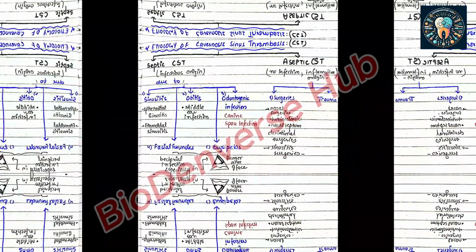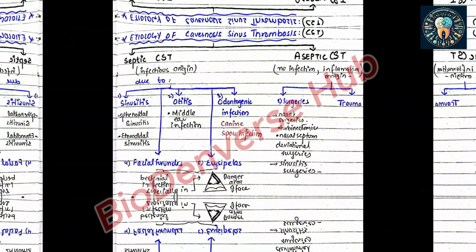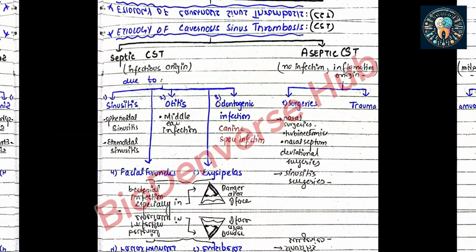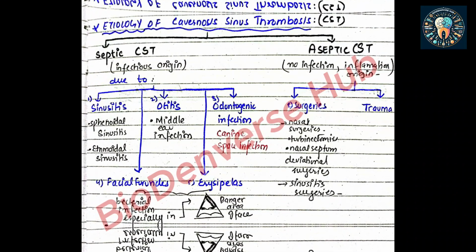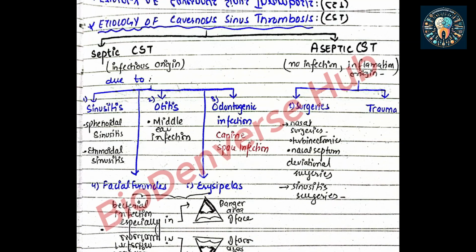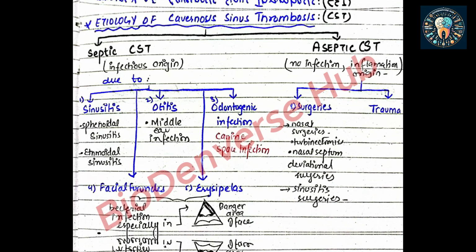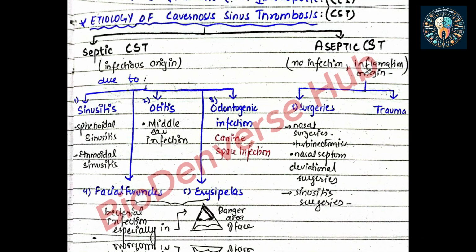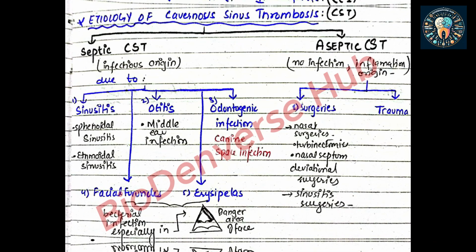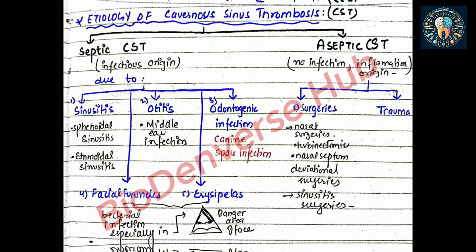First, you need to understand that cavernous sinus thrombosis could be either septic, which means that it has an infectious origin, or it could be aseptic cavernous sinus thrombosis, which means that there was no prior infection present. It is just of inflammatory origin.